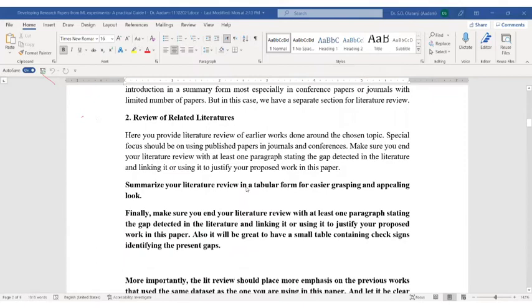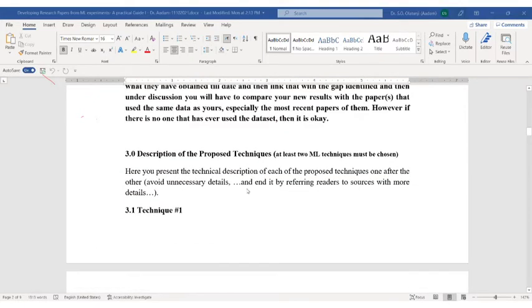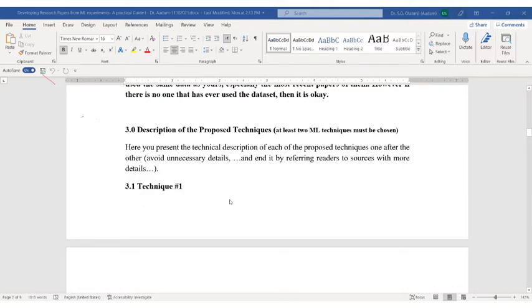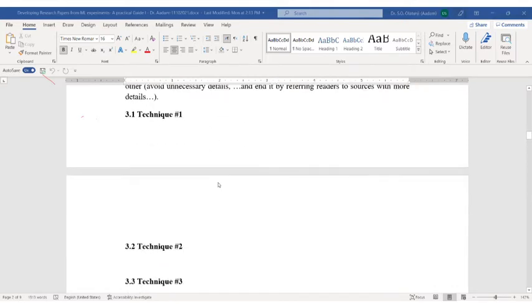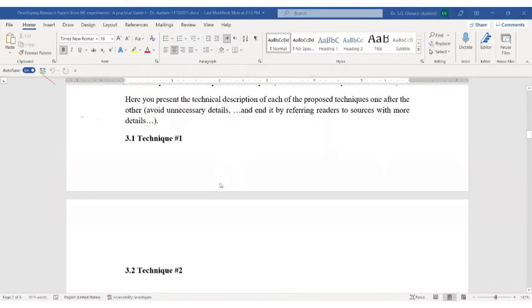So then we also discussed the concept of review of literature. We also described the description of the proposed techniques, where I mentioned the need for us to have a mathematician or people who can play with equations on how you can be describing those machine learning techniques.